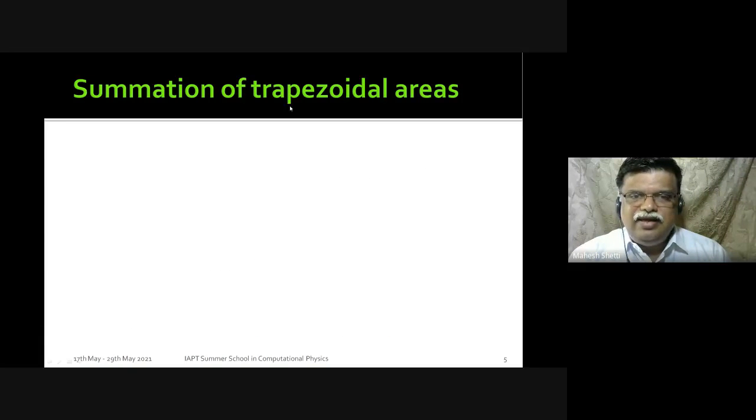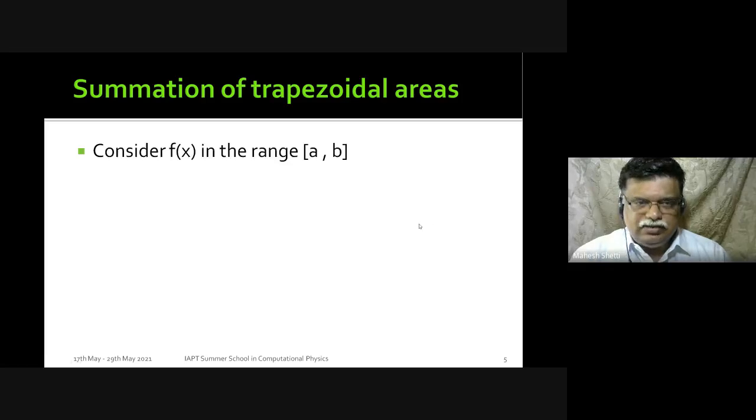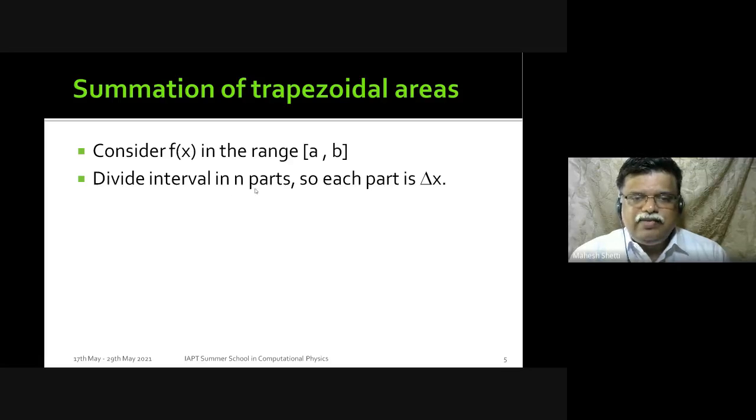Now let's write the expression. Consider f of x in the range inclusive a and b, the lower and upper limits. Lower limit on x is a, upper limit on x is b. Divide the interval in n parts so that each part is delta x. So you're going to divide it into n equal parts, and b minus a divided by n will give you delta x.